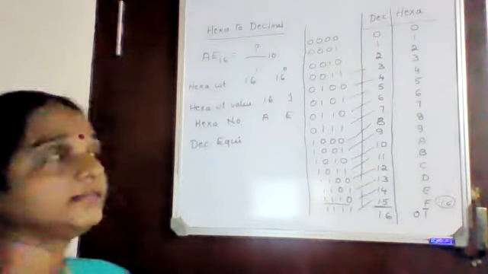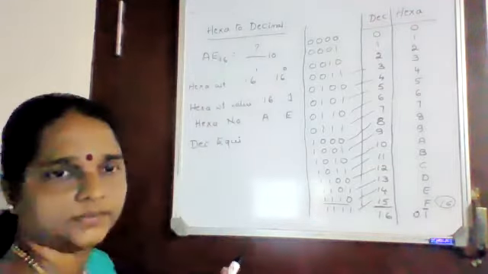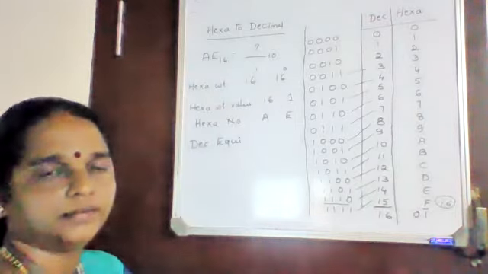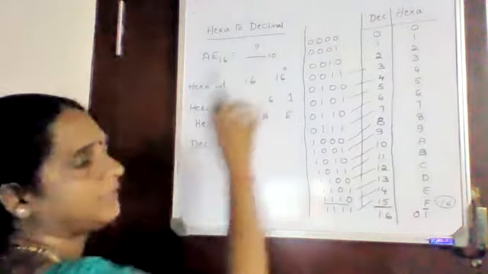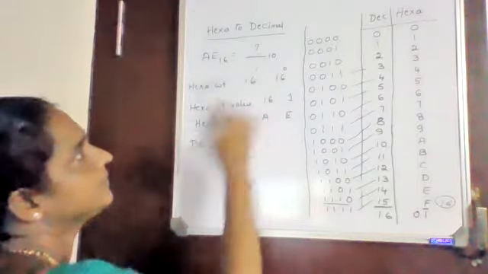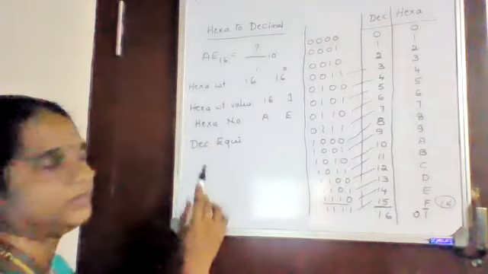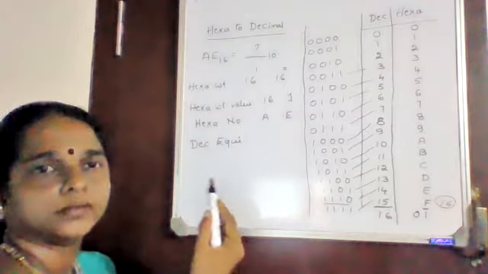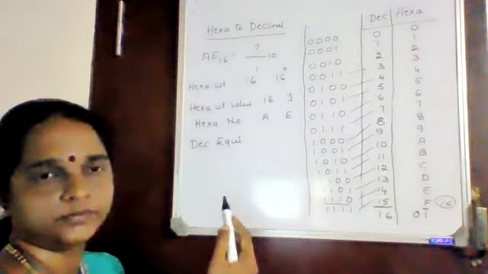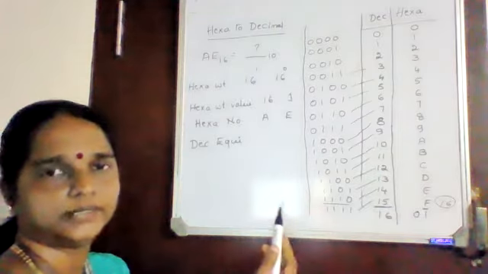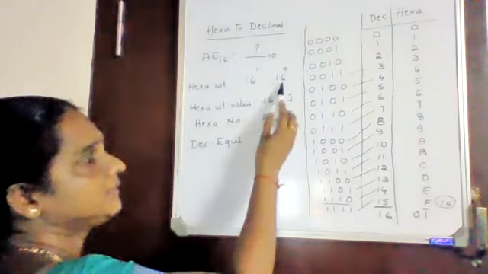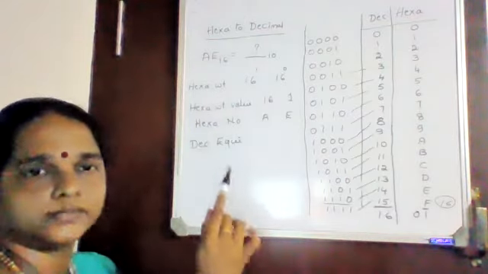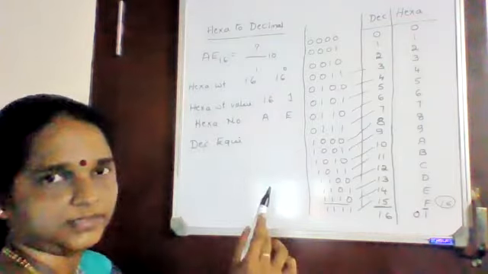Next conversion is hexa to decimal. Hexadecimal to decimal, base 16 to base 10. Let us take the same example, AE base 16, to be converted to a decimal value, base 10. The procedure is, first write the hexa weights. As we have the weights for the binary numbers, that is 2 to the power 0, 2 to the power 1, 2 to the power 2, like that, we have here 16 to the power 0, 16 to the power 1, 16 to the power 2, like that, because the base is 16.